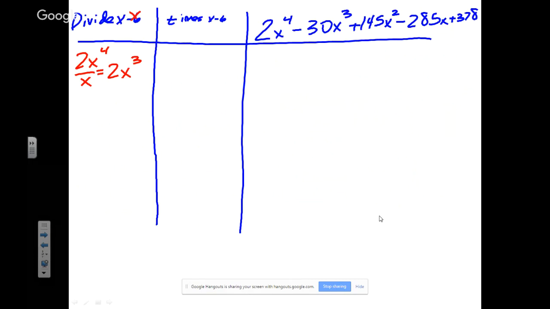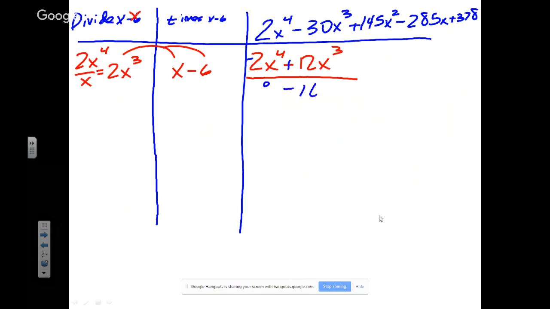So we learned long division yesterday, and today, now that you've mastered long division, hopefully we feel super comfortable with it at this point. x minus 6 goes here. We're going to times that in. I get 2x to the 4th minus 12x to the 3rd. Switch its signs. I get 0 and negative 18. Is that right? Bring down something else. 145x squared. Start over.